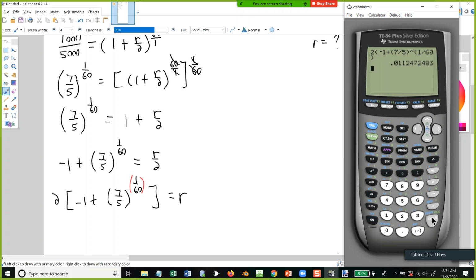And that gives us 0.011247, so forth. That's in decimal form. To put in percent form, you'd move your decimal point 2 places to the right or multiply times 100. So it'll be 1.12%. Questions on that formula?